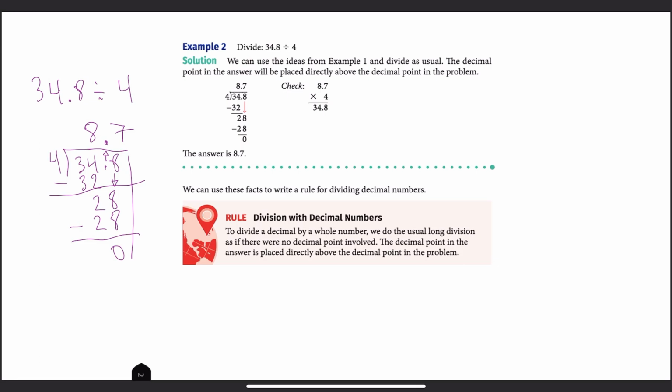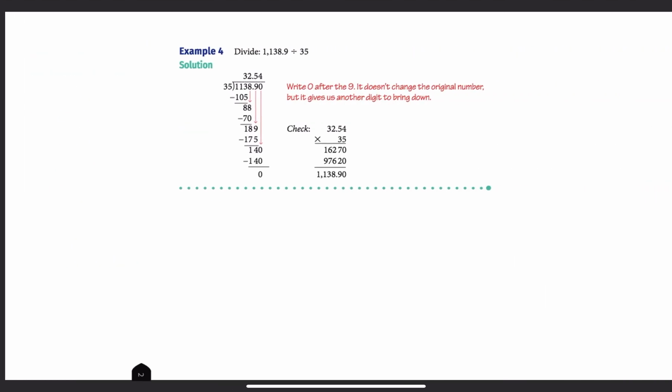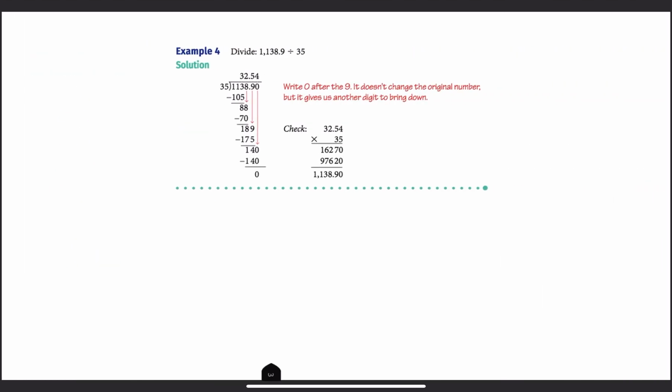And we can check it by multiplication. So we can set it up as multiplication. That's 28. That's 32, 34, and 1 decimal point in the answer. So we can always check. All right. Let's look at another one.